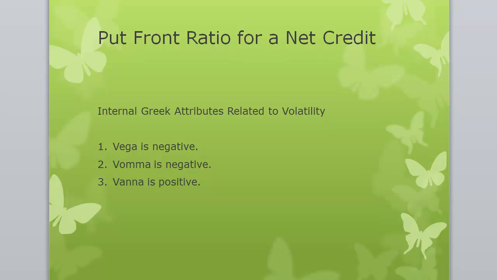Again, the Vega position of this trade is negative. The Vomma position of the trade is negative. The Vanna position of this trade is positive. What does that mean?